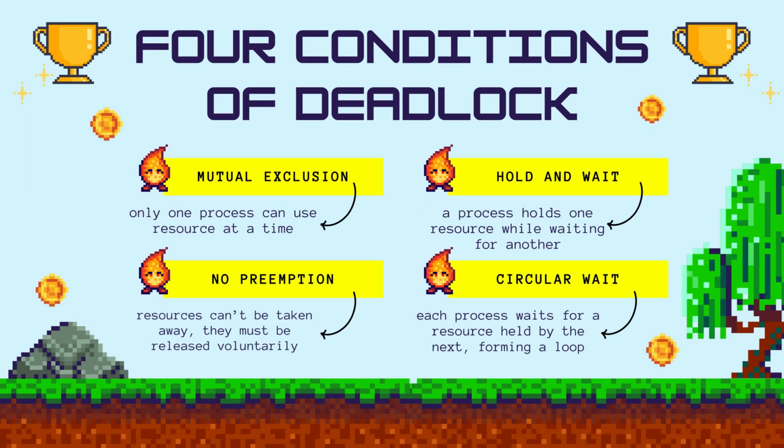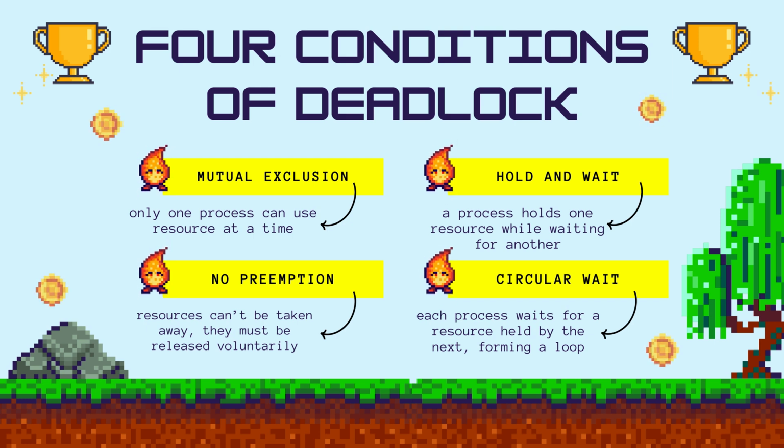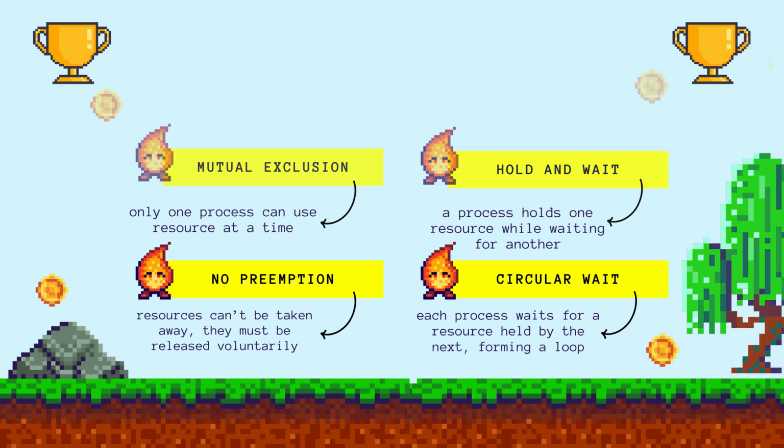Mutual exclusion: only one process can use a resource at a time. Hold and wait: a process holds one resource while waiting for another. No preemption: resources can't be taken away, they must be released voluntarily. Circular wait: each process waits for a resource held by the next, forming a loop.